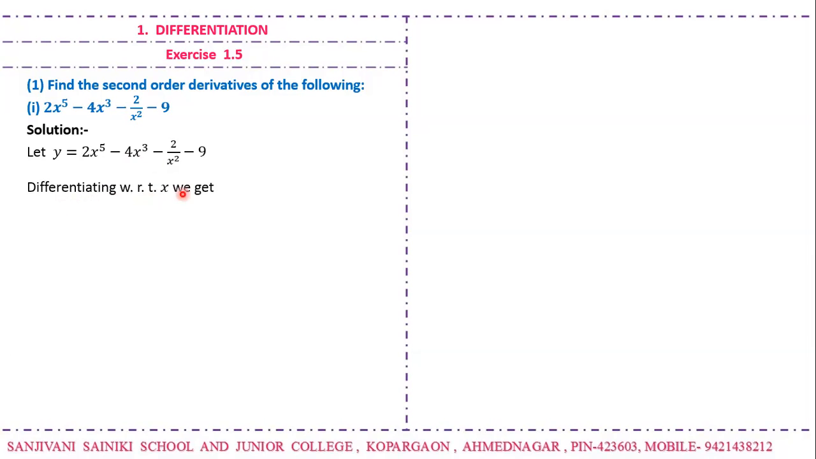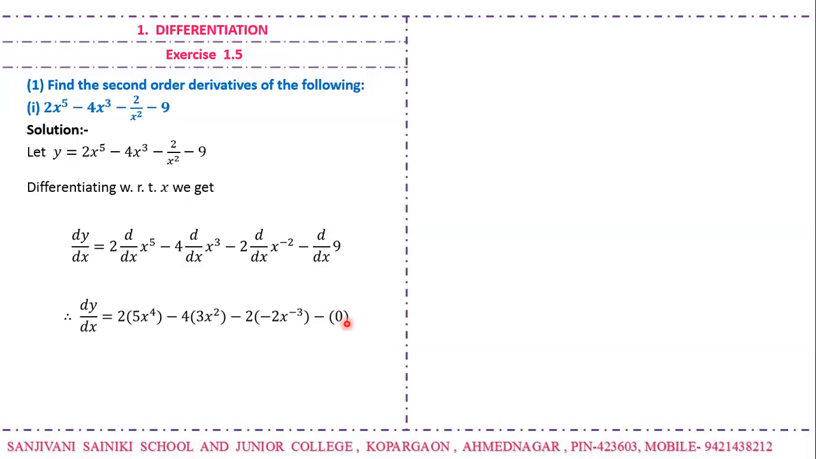So differentiating with respect to x, we get dy by dx is equal to 2 is a constant, so 2 into d by dx of x raised to 5 minus 4 into d by dx of x raised to 3 minus 2 into d by dx of x raised to minus 2, because it is 1 upon x raised to 2, so we can take it to the numerator as x raised to minus 2 using laws of indices, and then d by dx of 9. 9 is a constant, so its derivative is 0.